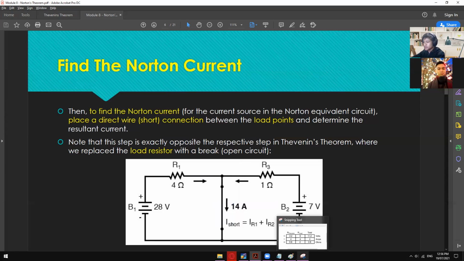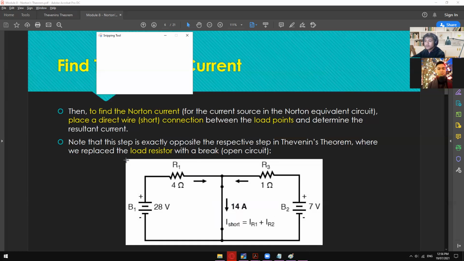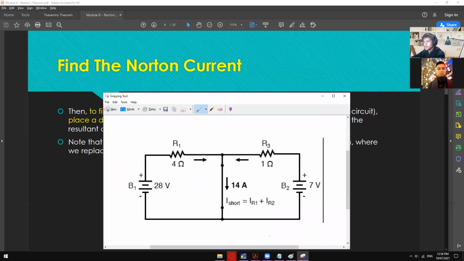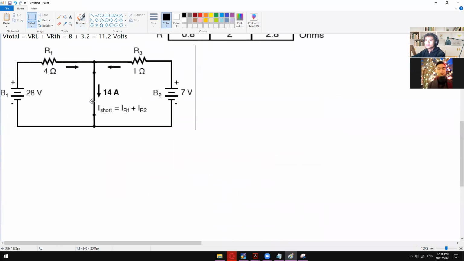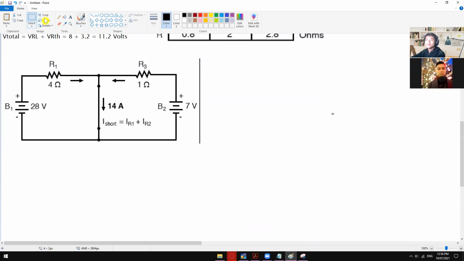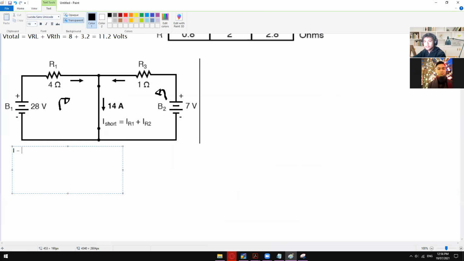Okay, so in what way? So if you guys are going to take a look on this one, we have a current that is flowing from here to there, and then just by applying Ohm's law, I is equal to V divided by R. So let's apply this one on the left side first.